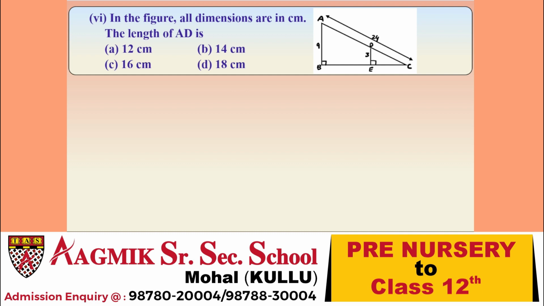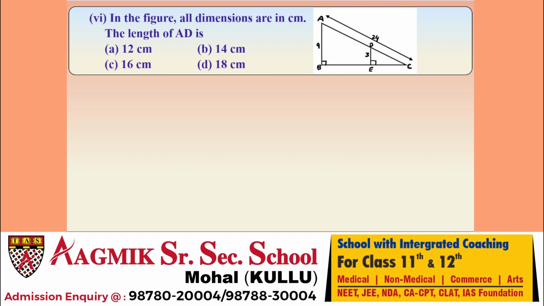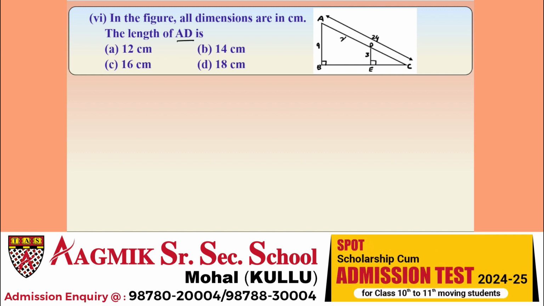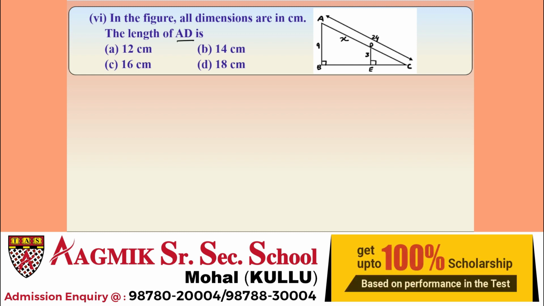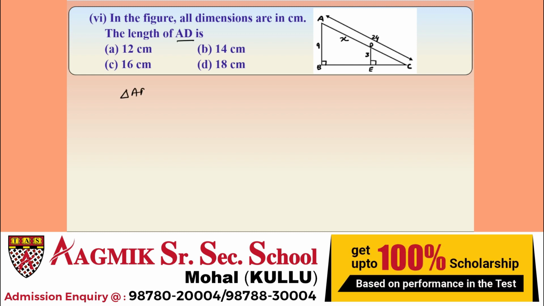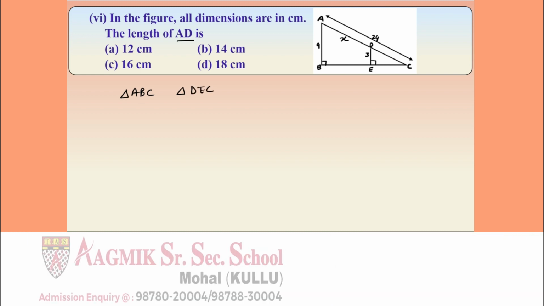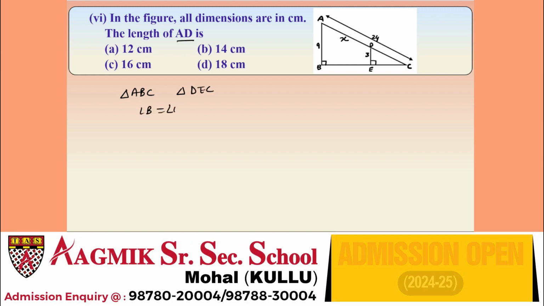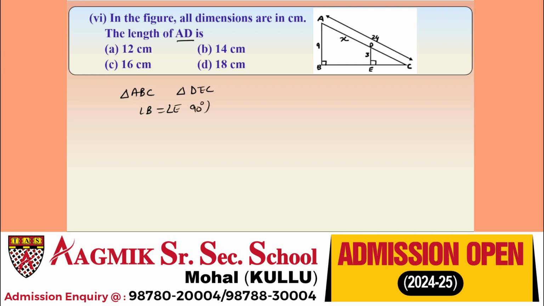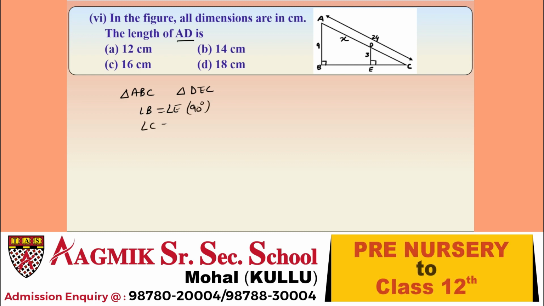Sixth part is, in the figure all dimensions are in centimeters. We have to find the length of AD. Suppose length of AD is x. Then you can see in this figure we have triangle ABC and we have this triangle DEC. We have angle B equal to angle E, both are equal to 90 degree, and then we have angle C equal to angle C.